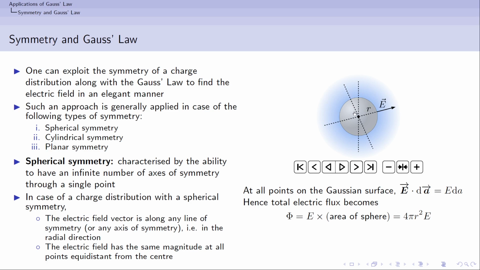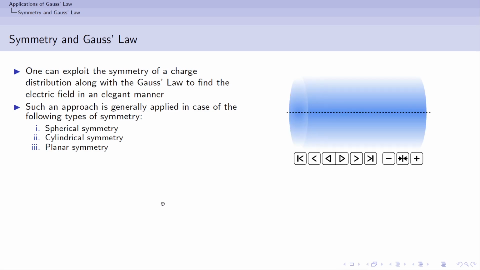So the total electric flux through this Gaussian surface is going to be equal to 4 pi r square into E. Then according to Gauss law, the flux must be equal to 1 by epsilon naught times the charge which is enclosed. So the flux, 4 pi r square E, must be equal to 1 by epsilon naught times the charge enclosed inside this Gaussian surface. So that's about distributions which have a spherical symmetry.